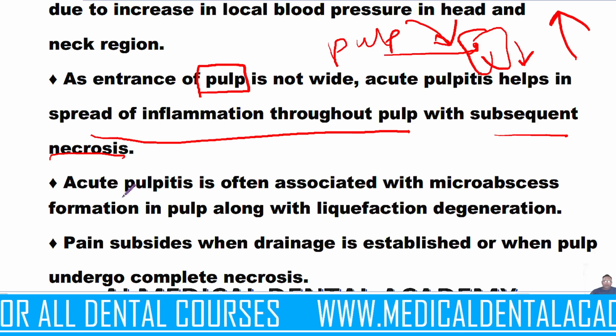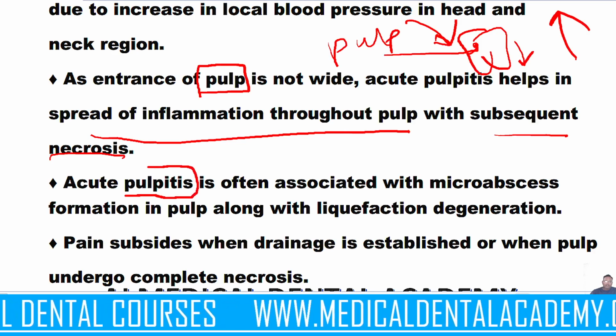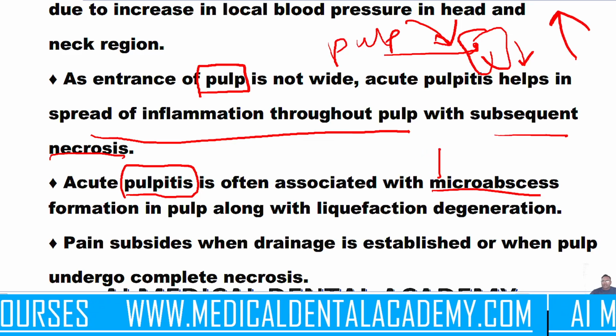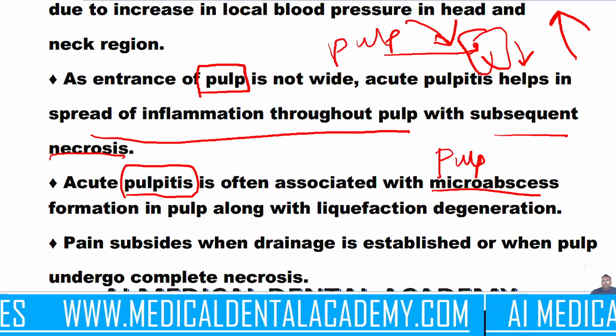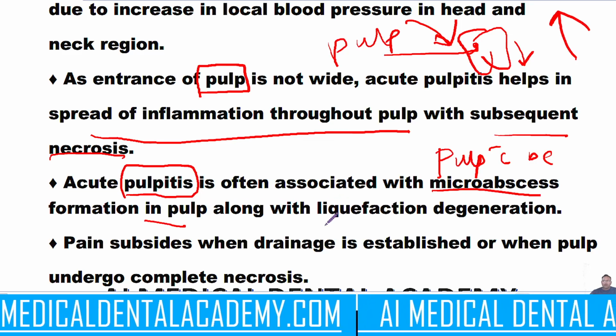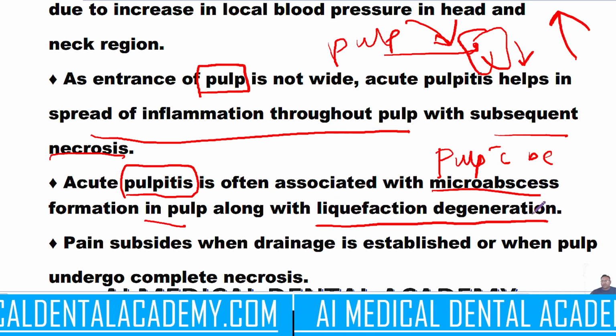Now acute pulpitis. Clinical feature. There will be micro abscess formed in the pulp along with liquefaction degeneration.